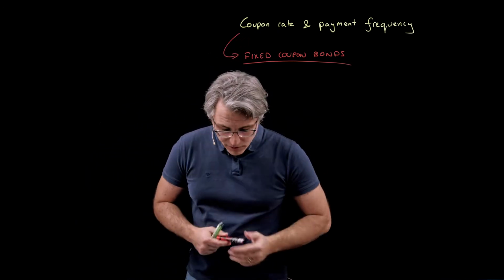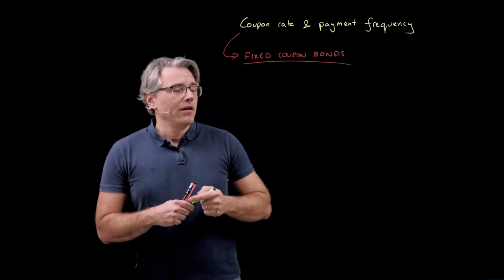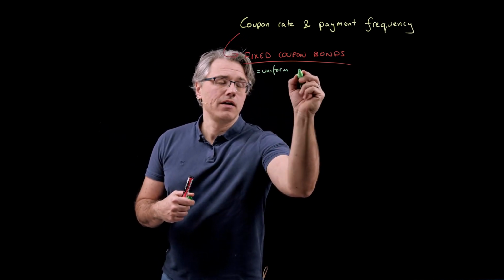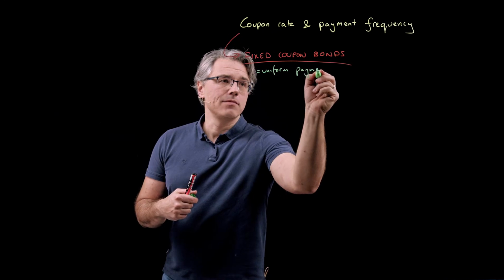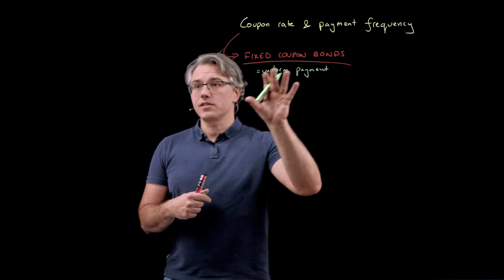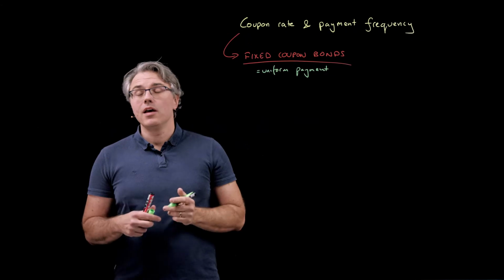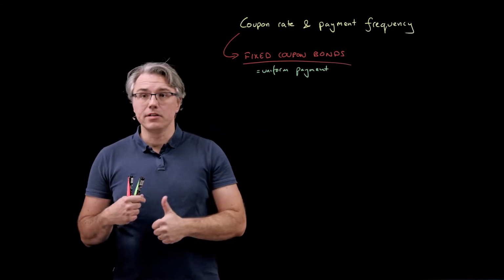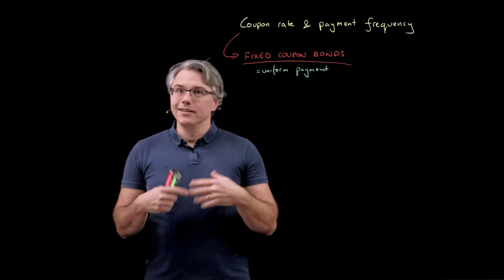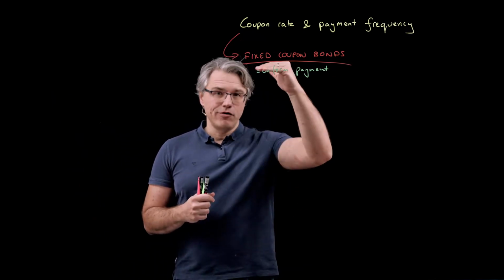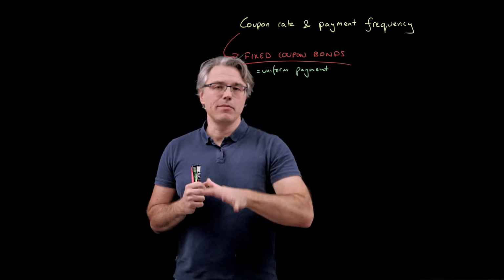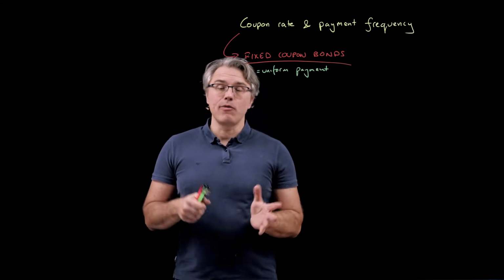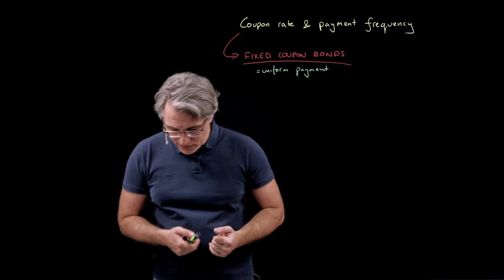Now, fixed coupon bonds provide for a uniform payment. So as the name suggests, there's going to be a fixed or uniform payment happening with a certain frequency. It could be annually, it could be semi-annually, quarterly, or even monthly from issuer to investors. In a moment, we'll have an opportunity to see how we calculate the size of a coupon.